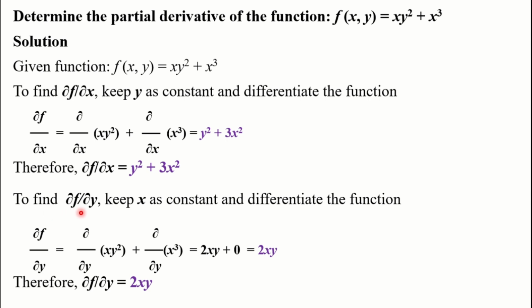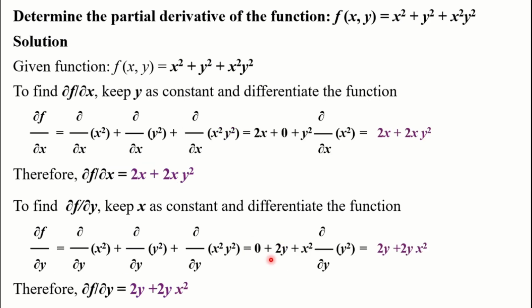And then for the partial derivative with respect to y, here we treat x as a constant. The partial derivative of xy square with respect to y plus the partial derivative of x cube with respect to y: here we treat x as a constant, so x comes outside, and the partial derivative of y square with respect to y is 2y, which means the partial derivative is 2xy plus 0. Why 0? Because when we find the partial derivative with respect to y, we treat x as a constant, and the derivative of a constant is 0. That's why the partial derivative with respect to y is 2xy.